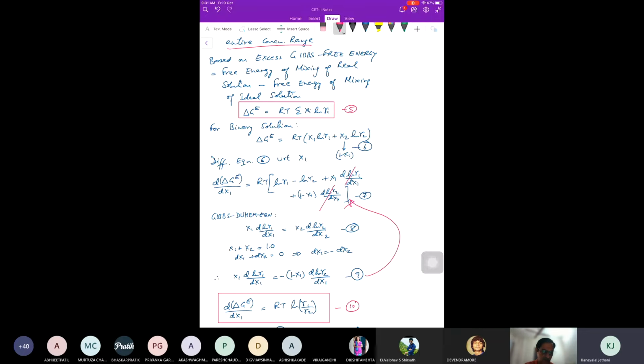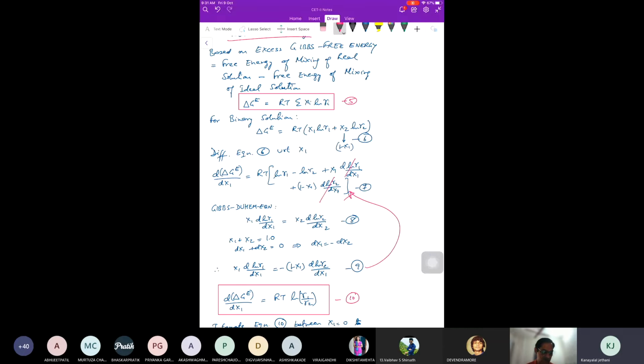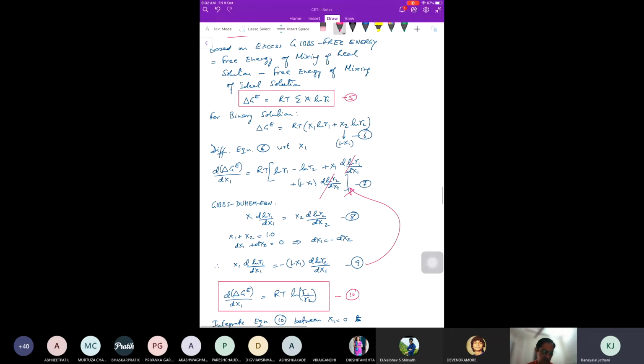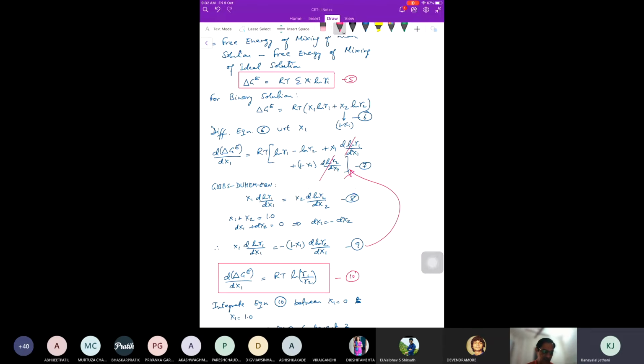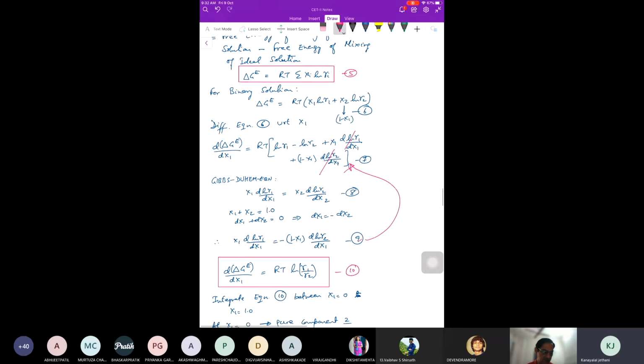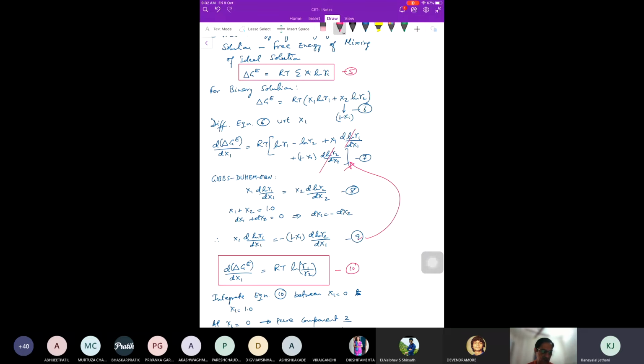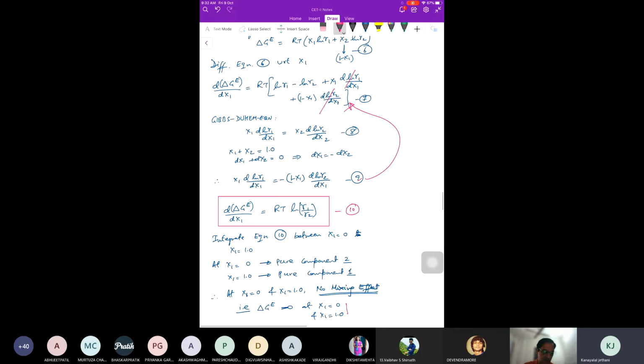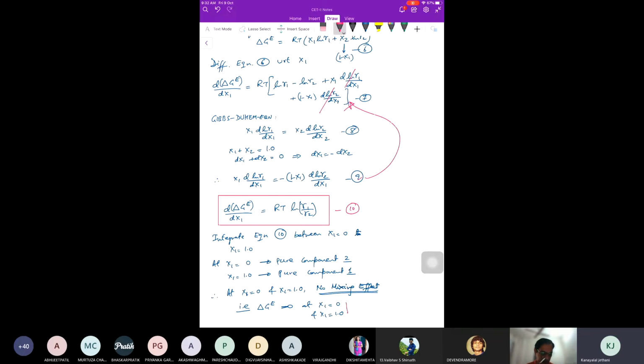And from the Gibbs-Duhem equation, we can get equation 9, essentially substituting x2 equal to 1 minus x1 and dx1 equal to minus dx2. If we substitute this in equation 7, these two terms cancel out, and what we get is equation 10: d delta G by dx1 is equal to RT ln gamma 1 upon gamma 2.